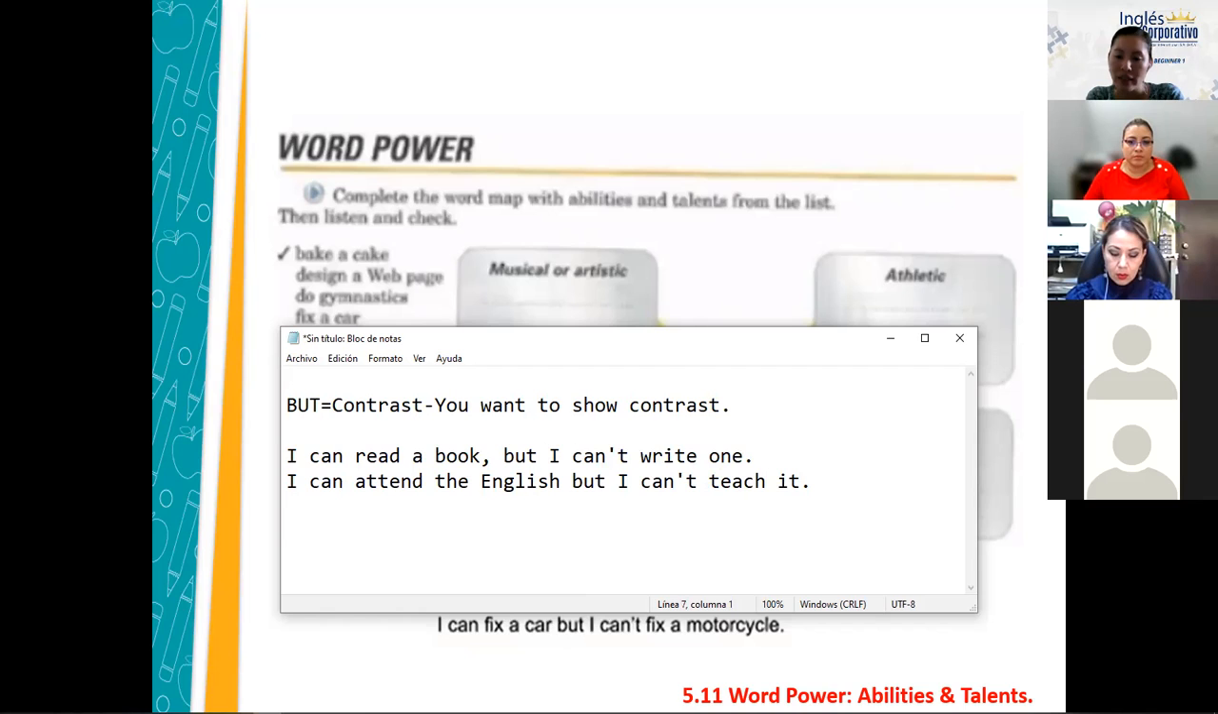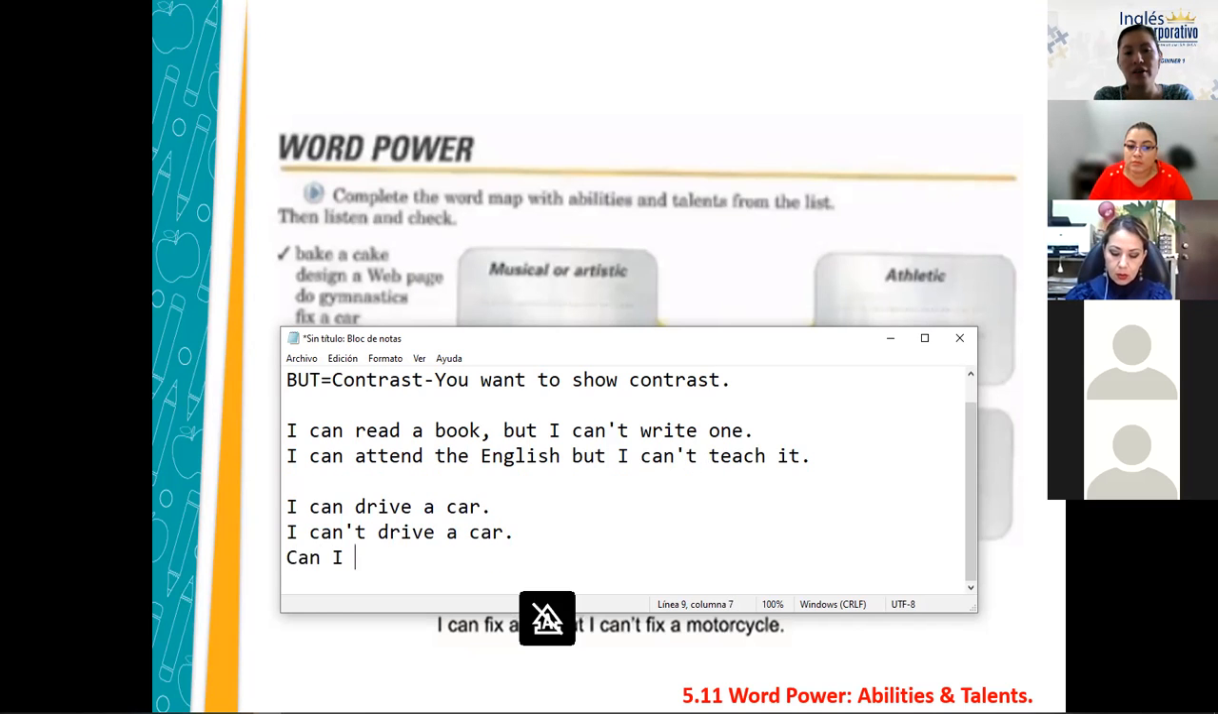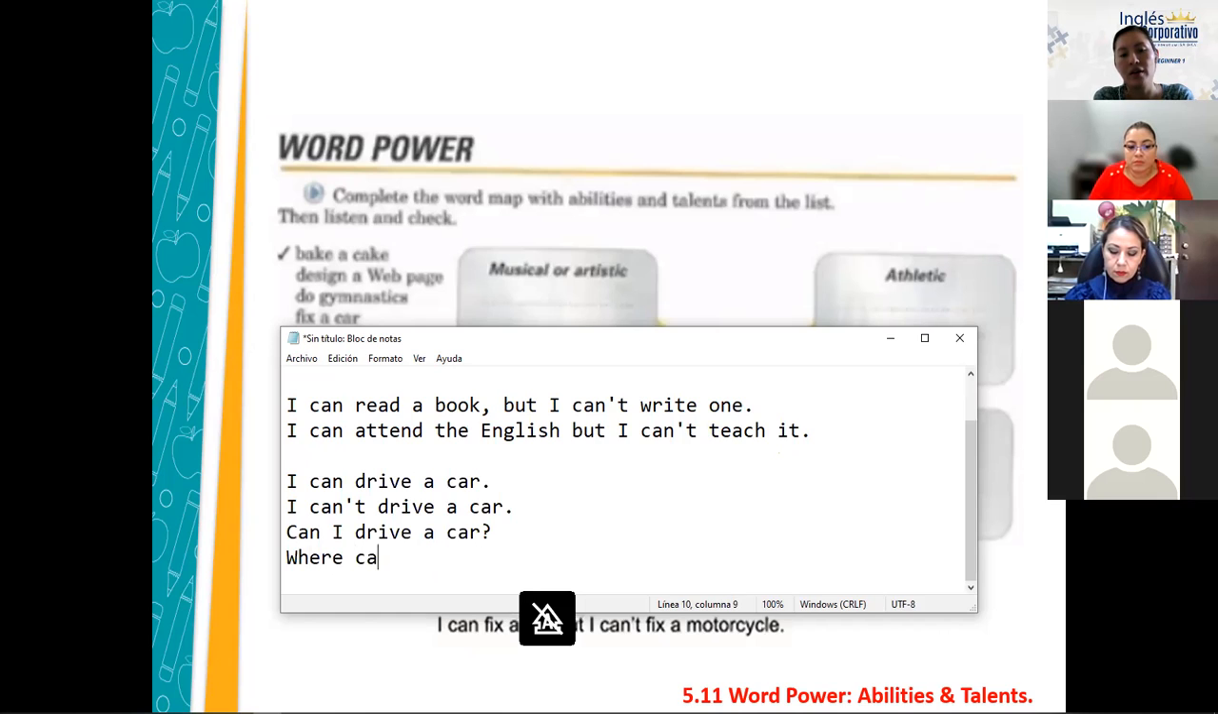Now, if I want to practice, right, with the three different types of sentences, well, just do it on your own, right? So you begin with, I can drive a car. I can't drive a car. Question, right? Can I drive a car? Okay, or where can I drive a car? On the streets, right. Okay, entonces, I can drive a car, I can't drive a car. Can I drive a car? Where can I drive a car? On the street, right? So, in this case, yes, I can, no, I can't, right? Yes, I can. Or, if it is negative, no, I can't.